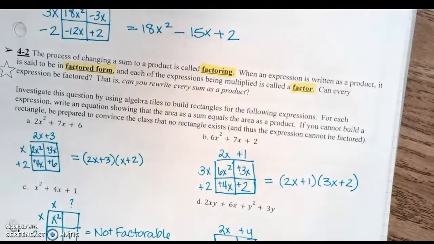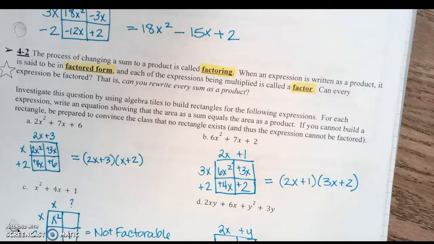All right. Question number 2 says, the process of changing a sum to a product is called factoring. When an expression is written as a product, it is said to be in factored form. And each of the expressions being multiplied is called a factor. Can every expression be factored? That is, can you rewrite every sum as a product?